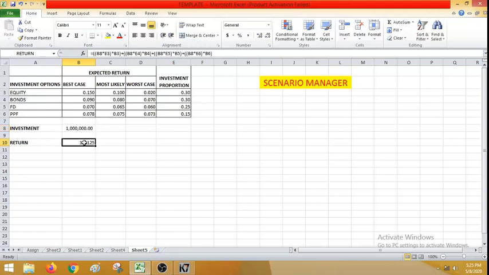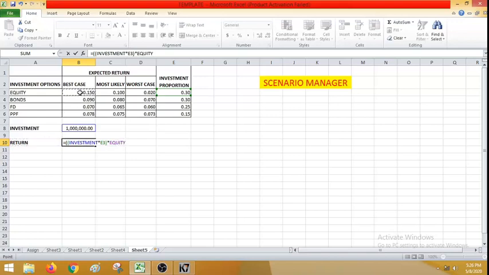Okay, so I will delete this. I will let you know how it is possible to find the return. First I will try it with the best case. So it is equal to, right? I am going to calculate the return. This is the money in my hand. If I multiply this by the investment proportion of equity, multiplied by the percentage of return that is possible through equity.